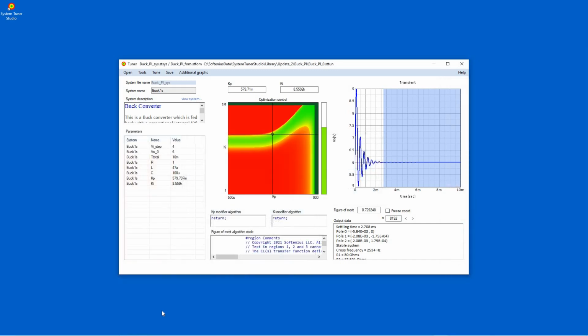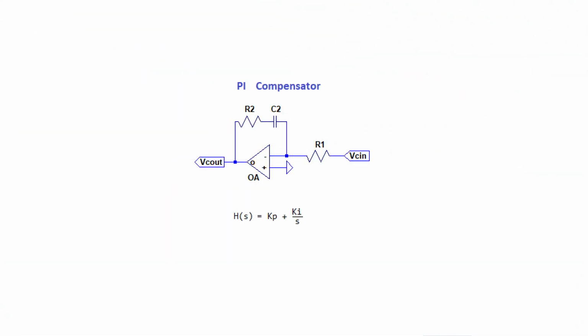Now, let us replace the proportional integral compensator, in which two adjustment variables, Kp and Ki, are used, by a proportional integral derivative one, where it will be necessary to add another adjustment variable. If the capacitor C1 is added to the PI compensator, it becomes a PID compensator, whose transfer function is the same as that of the PI compensator plus the term Kd times s.